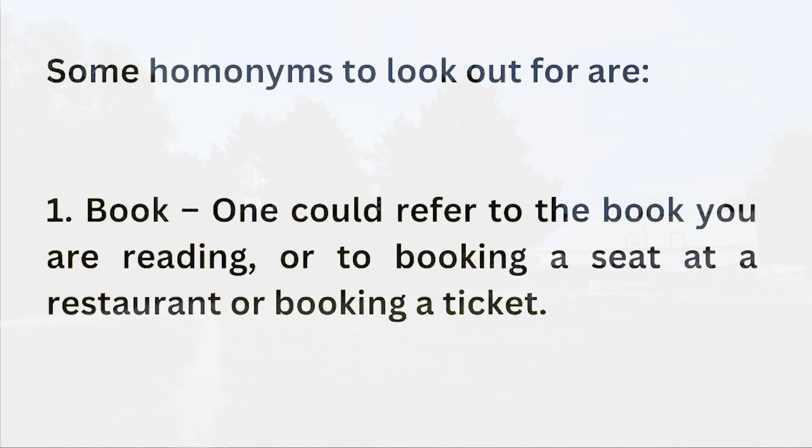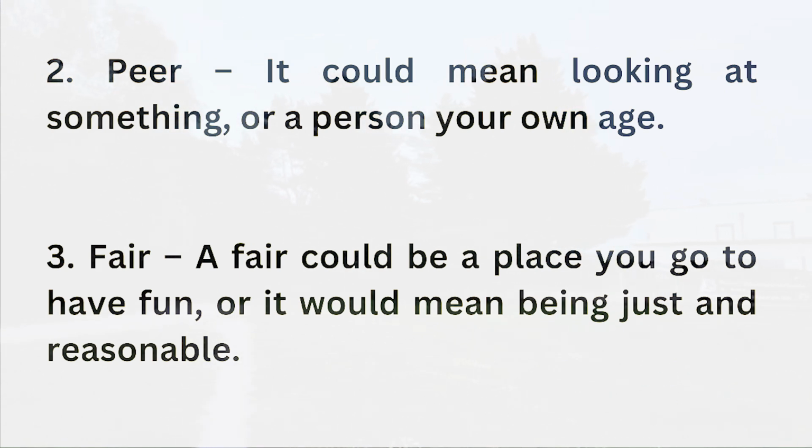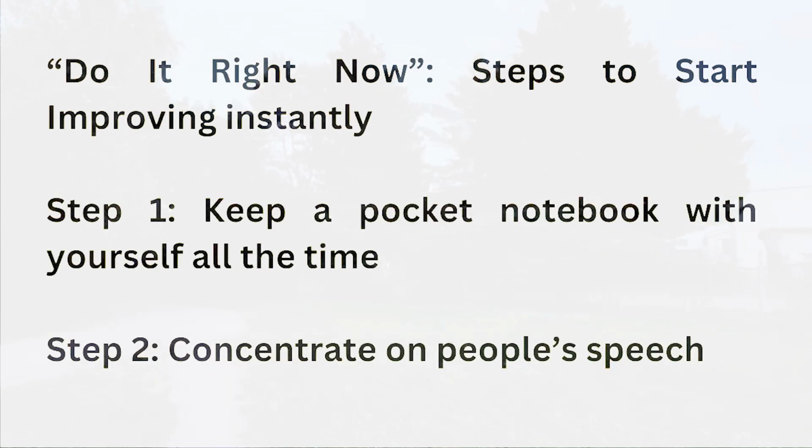Some homonyms to look out for are 1. Book. One could refer to the book you are reading or to booking a seat at a restaurant or booking a ticket. 2. Peer. It could mean looking at something or a person your own age. 3. Fair. A fair could be a place you go to have fun, or it would mean being just and reasonable.